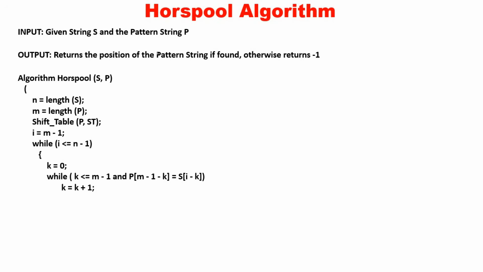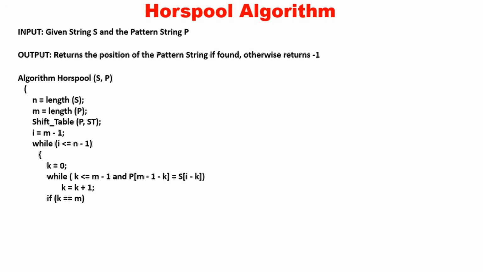See here, carefully understand. M-1 minus K, I minus K. K is equal to 0 means K will not contain the position of the first character. Instead, because it is being subtracted here, it supports the comparison of the last characters. So comparison happens in the reverse direction.